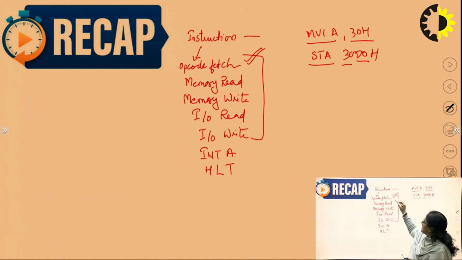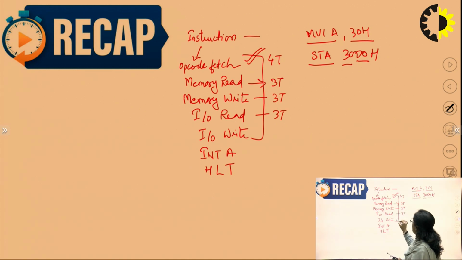Now we have seen that the timing required to perform opcode fetch is 4 T states. If memory read operation is performed, it requires 3 T states, memory write 3 T states, IO read 3, again 3, and for interrupts it differs depending on which interrupt we are going to perform. So these are the timings required. To calculate how much time an instruction will take while performing execution, from fetching, decoding and execution, we have to find how many machine operations that particular instruction takes.